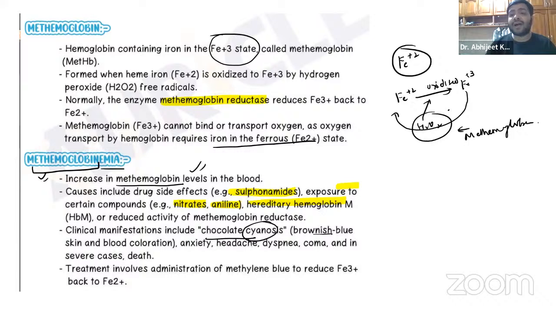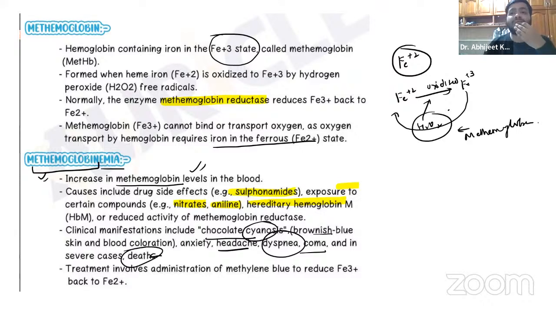Apart from that, obviously the blood supply to the brain will be reduced. The patient will come to you with complaints of headache. The oxygen is not going to the body parts, so the patient will come with complaints of dyspnea. And obviously, they can be comatose. If there is no oxygen, the patient will land up in coma, and in severe cases, the patient will die. That is something you have to remember.